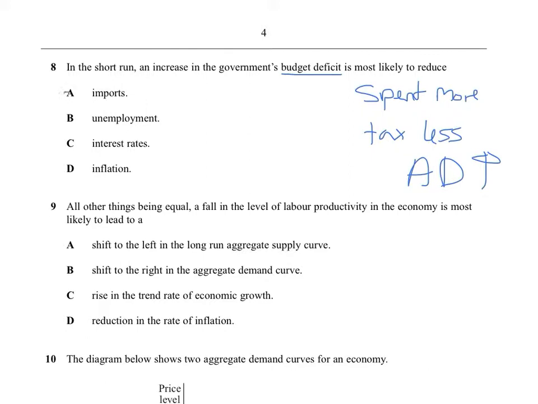No, if AD is going up, that means people have got more money, so they might be importing stuff, so it can't be A. Is it going to reduce unemployment? Yes, because if AD is going up, there'll be a reduction in cyclical unemployment. Right, if the government are in more debt, is it most likely to reduce interest rates? No, but at the minute we've got AD going up. When AD goes up, the Bank of England might at some point have to put up interest rates to stop inflation. So that's the wrong way for that one. And is it likely to reduce inflation? No, it's going to increase inflation. So the answer is B.